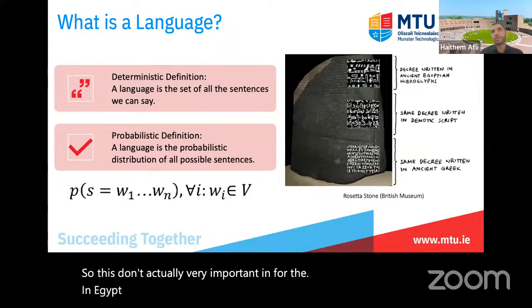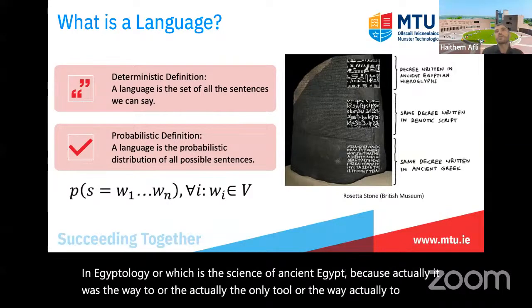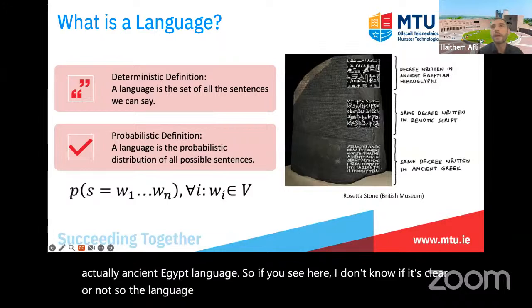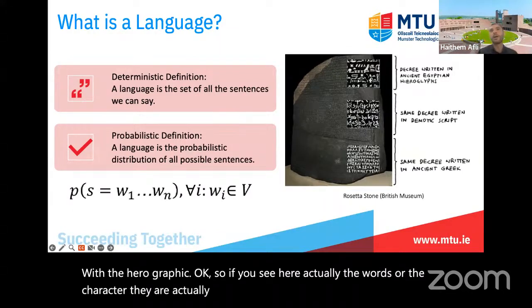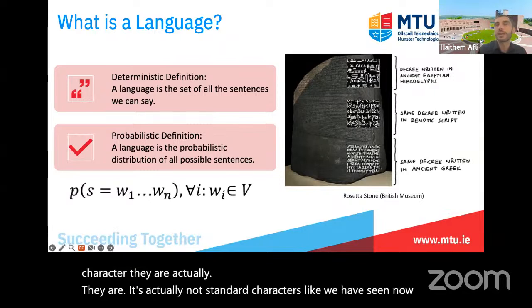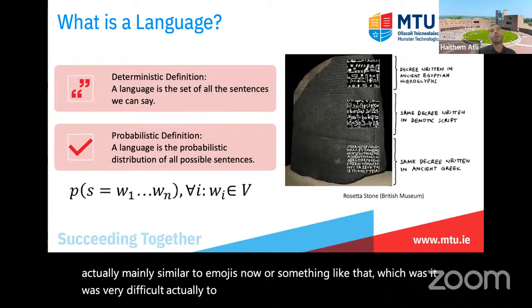So this stone is very important in Egyptology, which is the science of ancient Egypt, because it was the only tool, or the way, to decode the ancient Egyptian language. If you see here, I don't know if it's clear or not, this is the ancient Egyptian language, the hieroglyphic. The words or characters are not standard characters like we have now. They are mainly similar to emojis, which made it very difficult for modern scientists and historians to decode and understand this language.